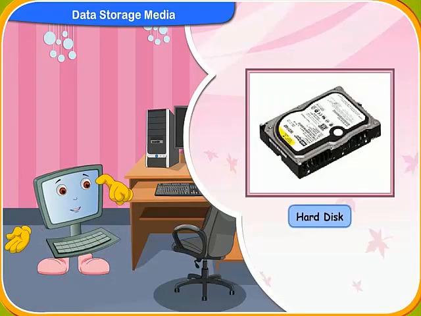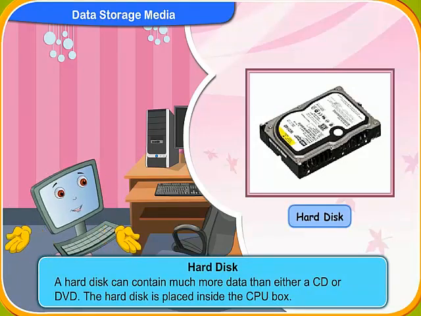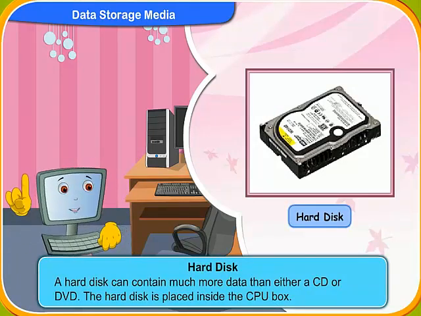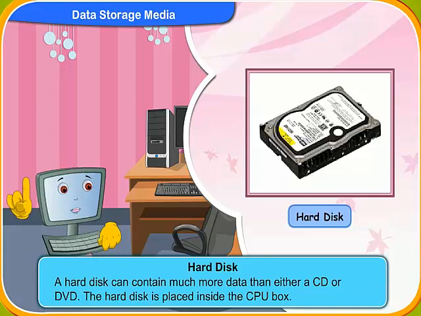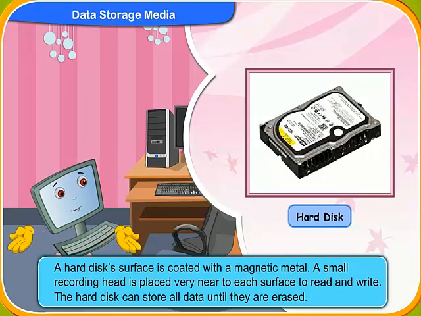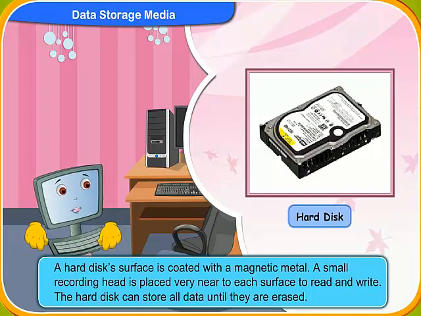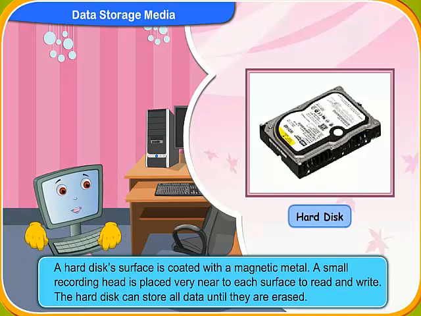Let me tell you about the hard disk now. A hard disk can contain much more data than either a CD or DVD. The hard disk is placed inside the CPU box. Look, this is the hard disk. Its surface is coated with a magnetic metal. A small recording head is placed very near to each surface to read and write. The hard disk can store all data until they are erased.